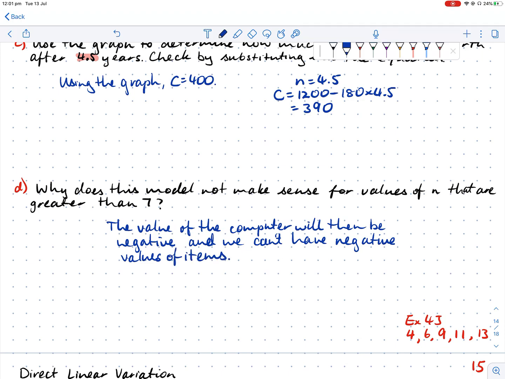Okay, so it doesn't make sense to say, oh, this computer is worth negative $4 or something like that. Once it reaches 0, it's like it's not worth anything, and that's it.